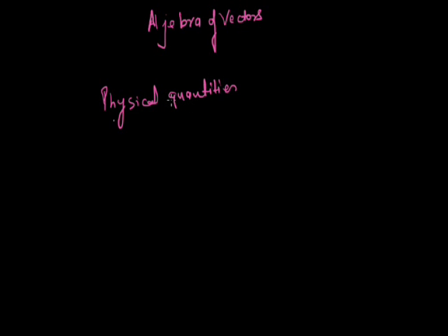Now, let's start with the new chapter, Algebra of Vectors. First of all, start with the physical quantity. Physical quantities are divided into two parts. The first one is scalar, and the second one is vector.